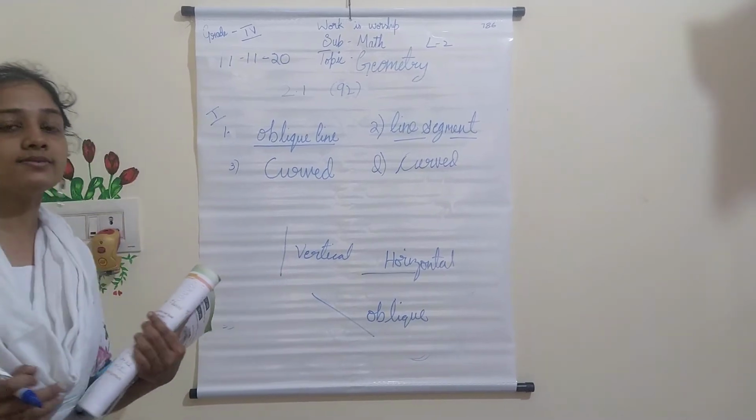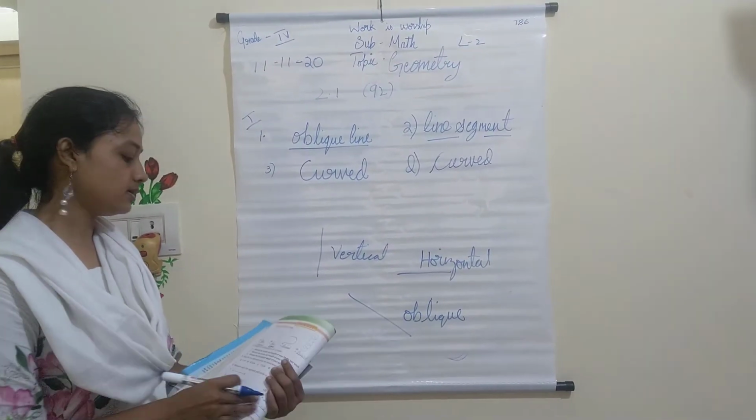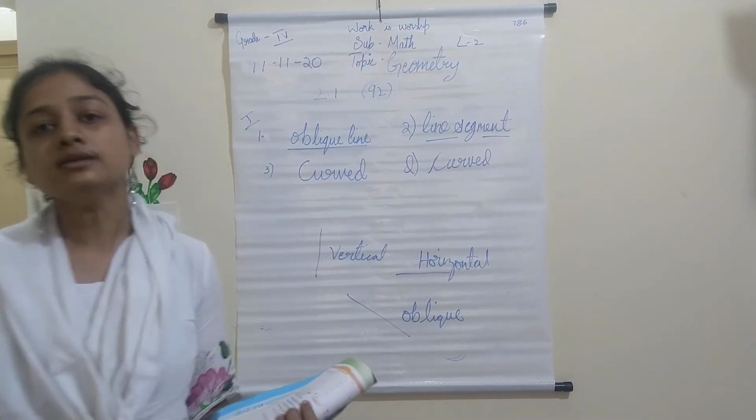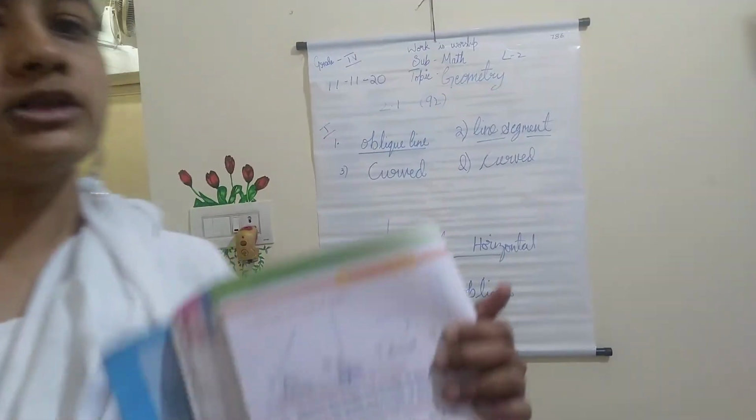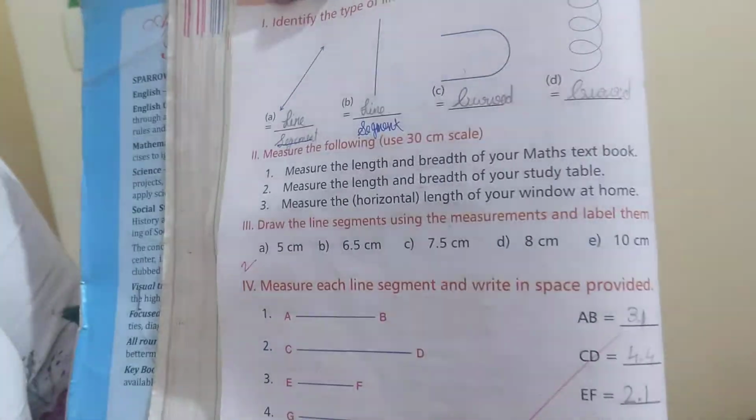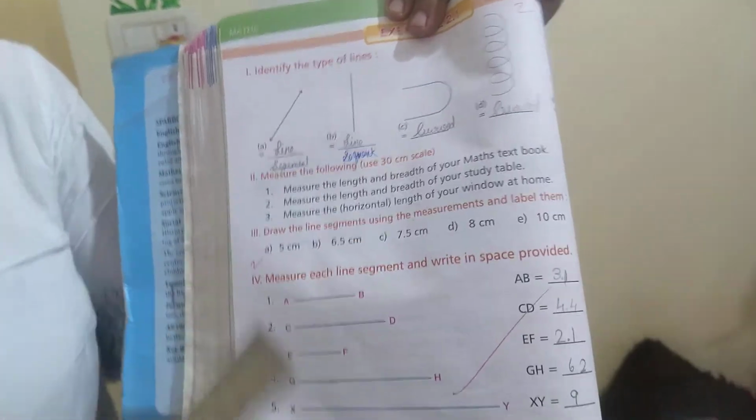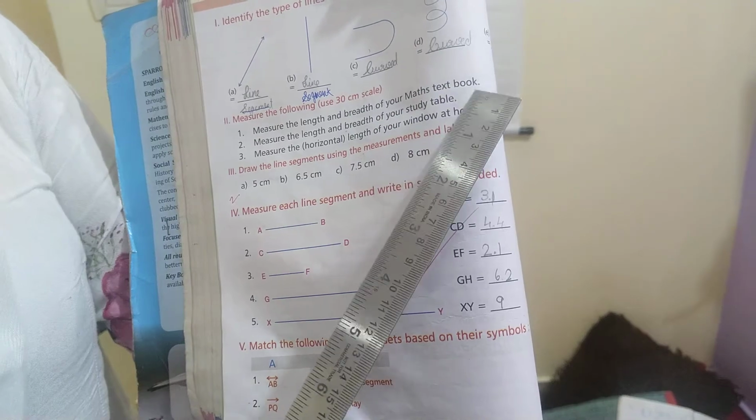So these are the answers for the first main. Now let's go for the second main. But the second main, I can't show you in the video because it is an activity which can be done by you. Measure the length and breadth of your math textbook.